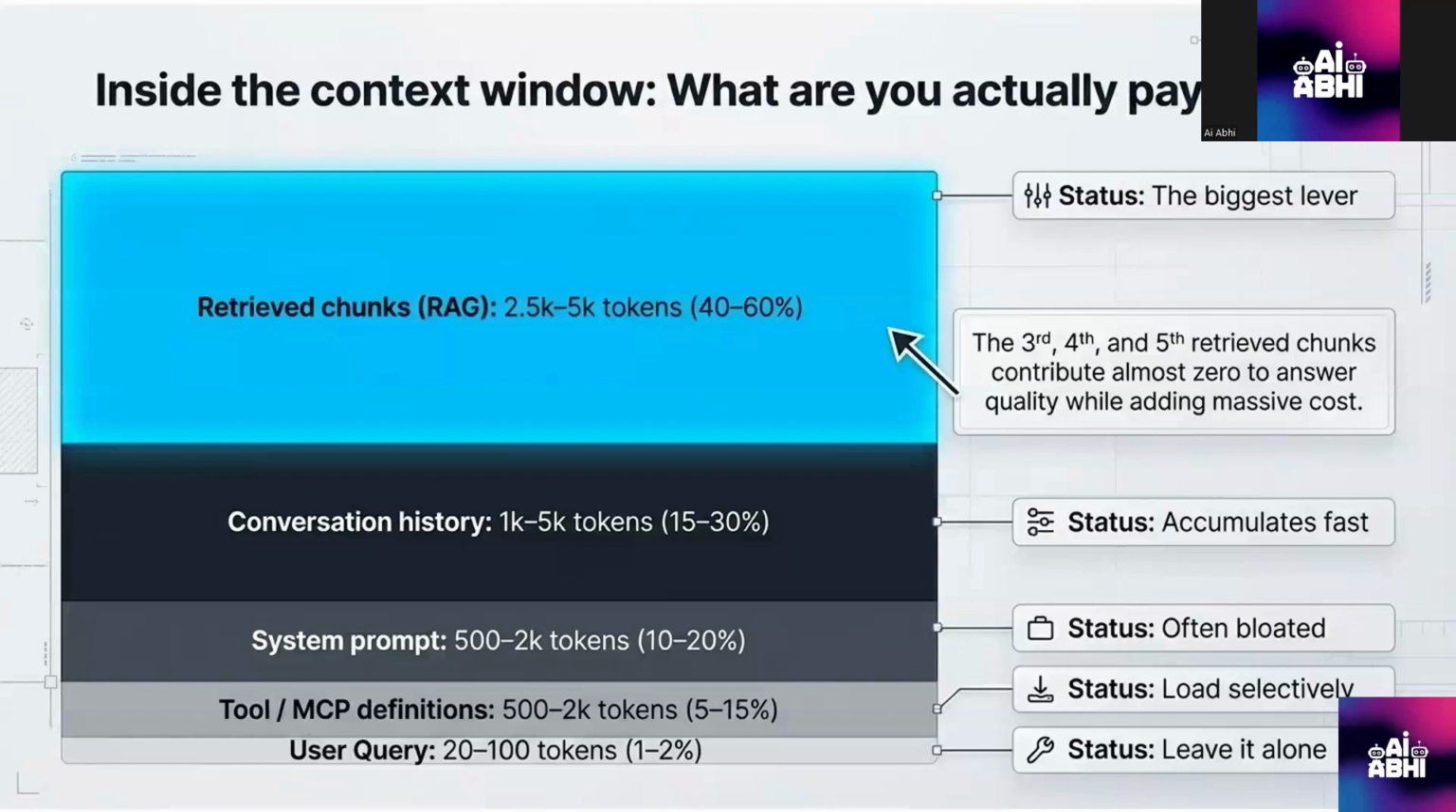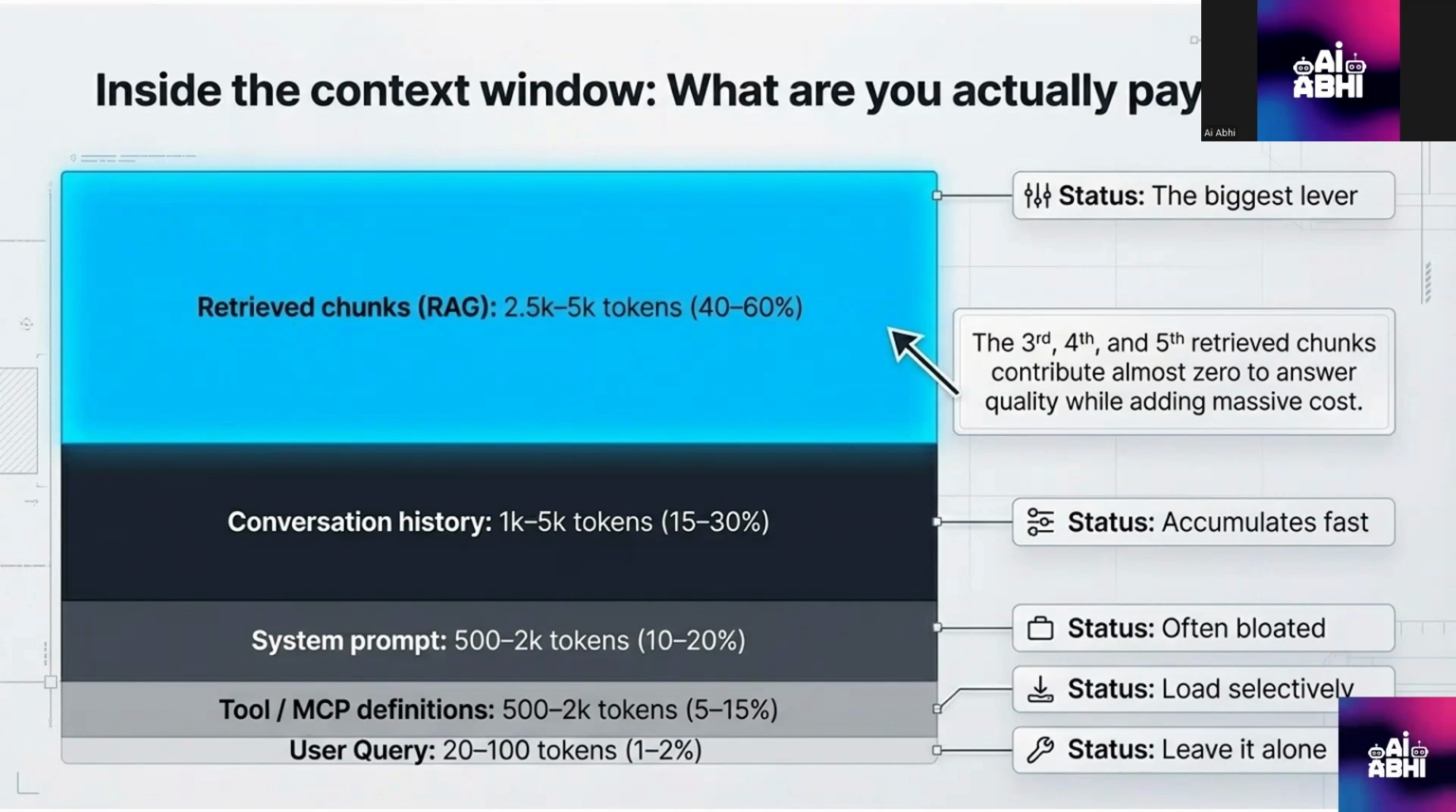So let's move on to the next slide. If you want, you can screenshot this slide also. So here is what fills the typical RAG context window on every single call. Retrieved chunks are around 2.5 to 5K tokens, which is the biggest target.